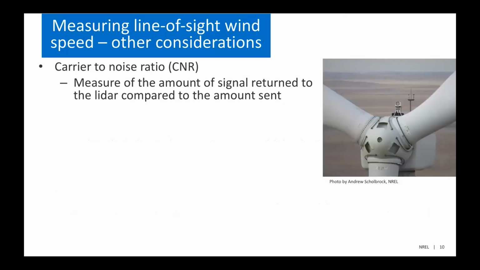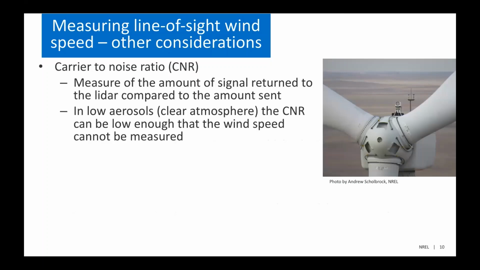So other considerations with LiDARs is a carrier to noise ratio. In other areas of electrical engineering, we have a signal to noise ratio. This is very similar with LiDARs, where we're measuring the amount of light we're sending out into the atmosphere versus the amount of light being reflected and coming back and measured by the LiDAR. And so if we have low aerosols, so a very clear atmosphere, then the CNR will be a low value. And it can get to the point where the atmosphere is clear enough that we're not able to measure the wind speed anymore.